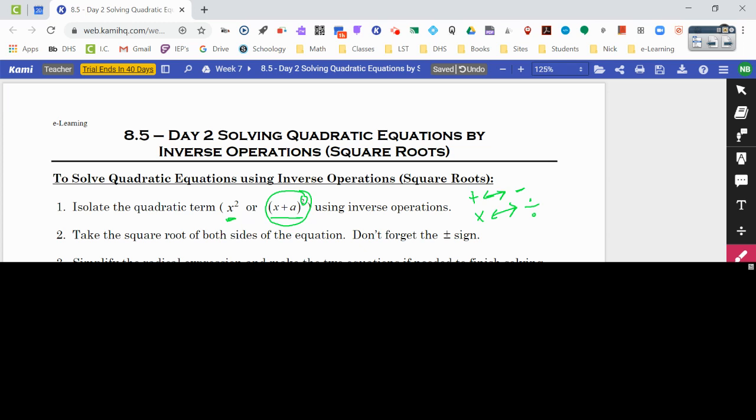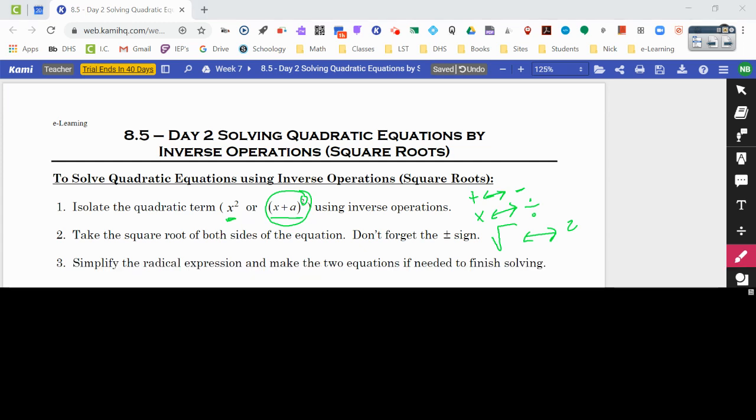Along with these inverse operations, a square root is the inverse operation of a square, that little exponent. After we take the square root of both sides and get that plus and minus sign, we're going to simplify that radical expression and make two equations if needed to finish solving. Sometimes we're going to have to make two separate equations and solve both of them to get our final solutions, because these are quadratic equations, so we're going to get two solutions.